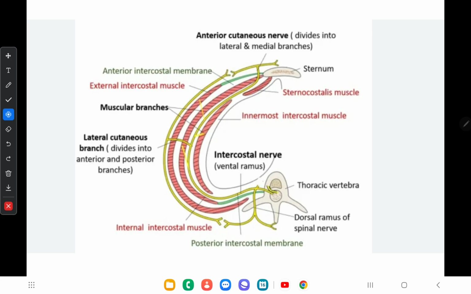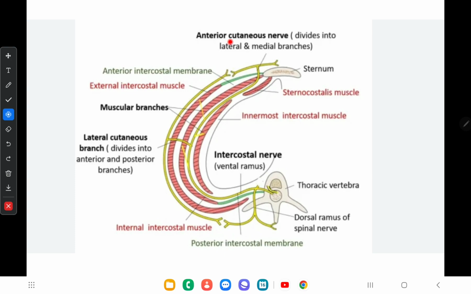Then you have sensory branches like the lateral cutaneous branch and the terminal branch, which is the anterior cutaneous nerve. They are the sensory branches. This lateral cutaneous branch also further divides into anterior branch and posterior branch. It arises beyond the angle of the rib and then pierces the internal intercostal muscle and external intercostal muscle, and then it is distributed to the skin after dividing into anterior branch and posterior branch.